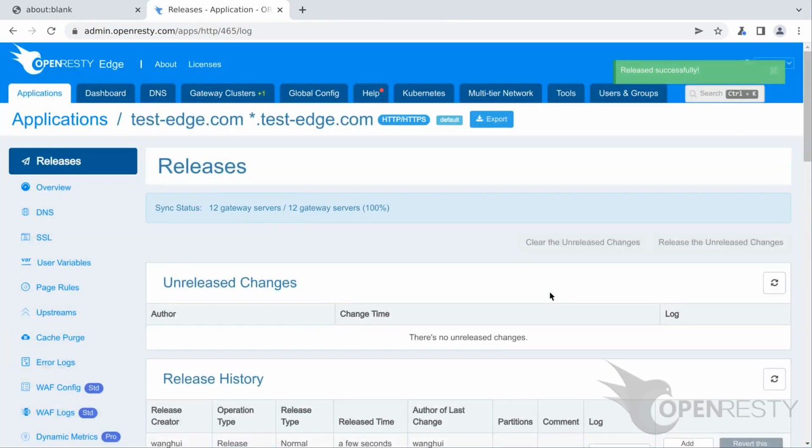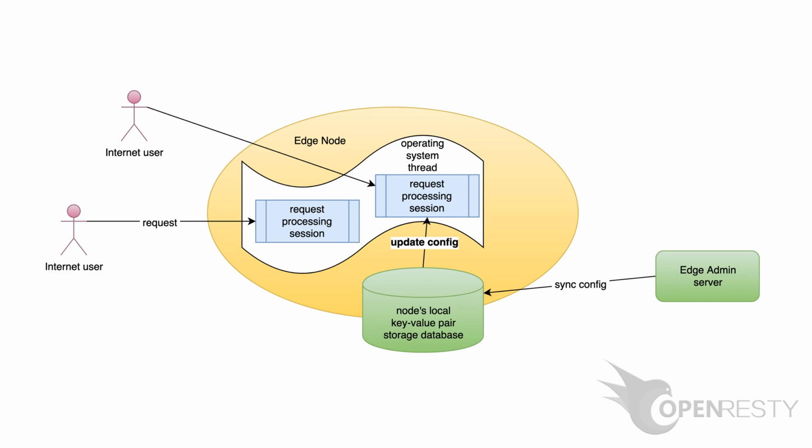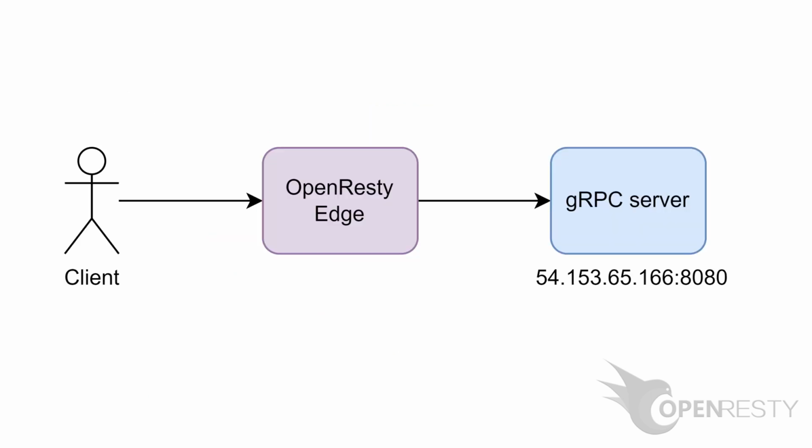Our new release is now synchronized to all our gateway servers. Now the new page rule has been pushed to all the gateway clusters and servers. Our configuration changes do not require server reload, restart, or binary upgrade. So it's very efficient and scalable. Then we'll test the gRPC service through the gateway.